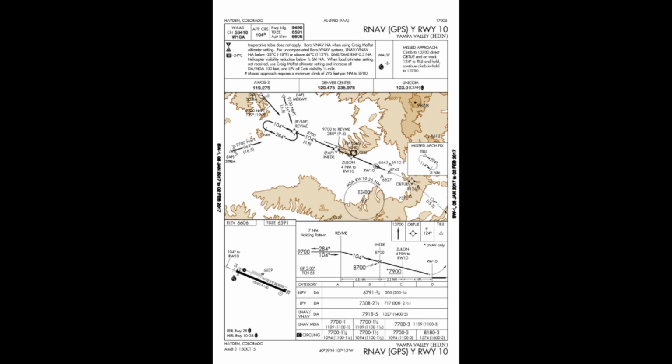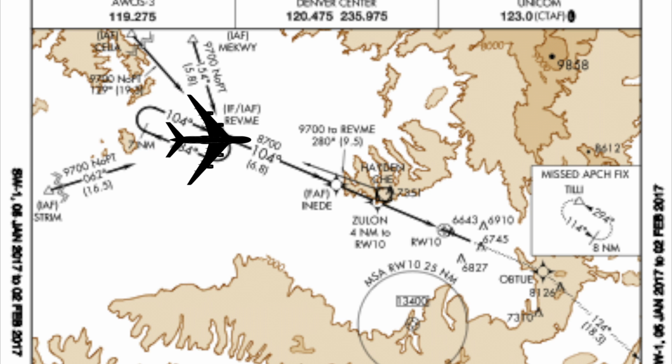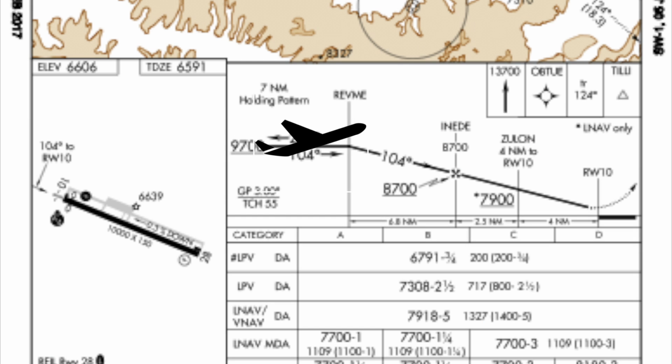The broad concept is pretty simple. You fly the airplane on the path described in the procedure. At a certain point, also described in the procedure, you begin a descent to minimum altitude. These minimum altitudes are called minimums.